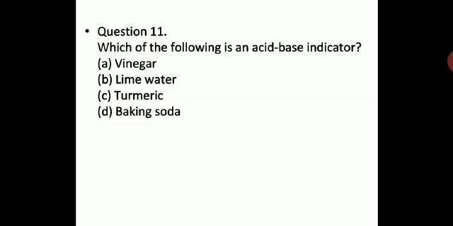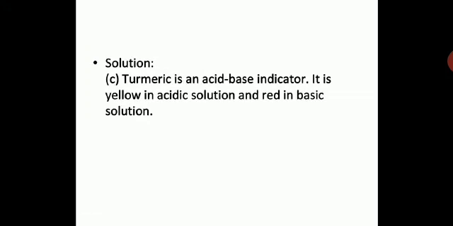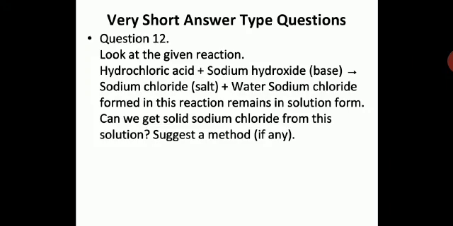Which of the following is an acid base indicator? Vinegar, lime water, turmeric or baking soda? We have learned about the indicator, very simple. Turmeric is an acid base indicator. It is yellow in acidic and red in basic solution. It's all about the indicator, simple ones we have already learned.